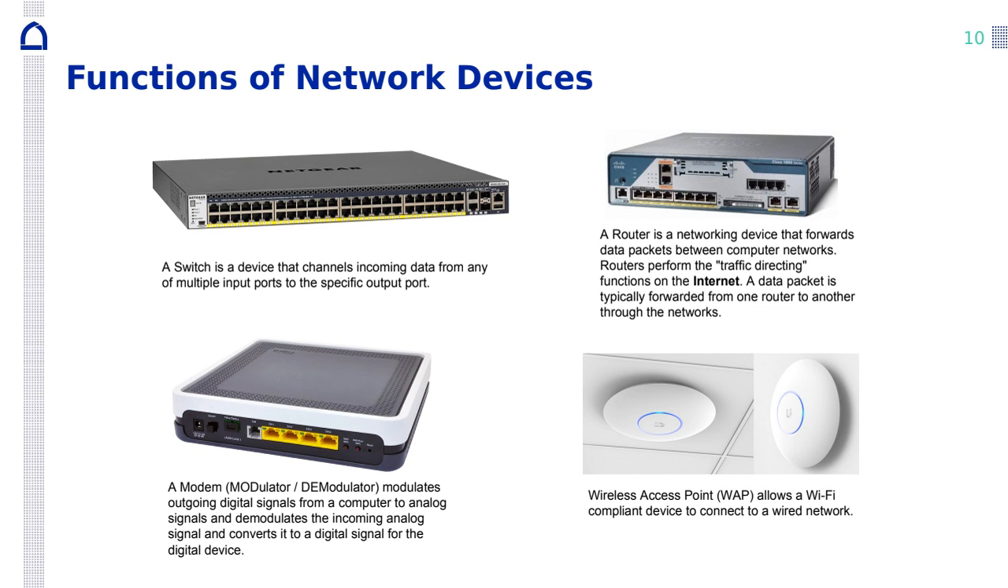Modem, okay, which is modulator, demodulator, modulates outgoing digital signal from a computer to analog signal. On the receiver side, it will convert it from analog into digital. What about this device? What is this? Wireless access point, WAP, allows a Wi-Fi compliant device to connect to a wired network. They come in different shapes.